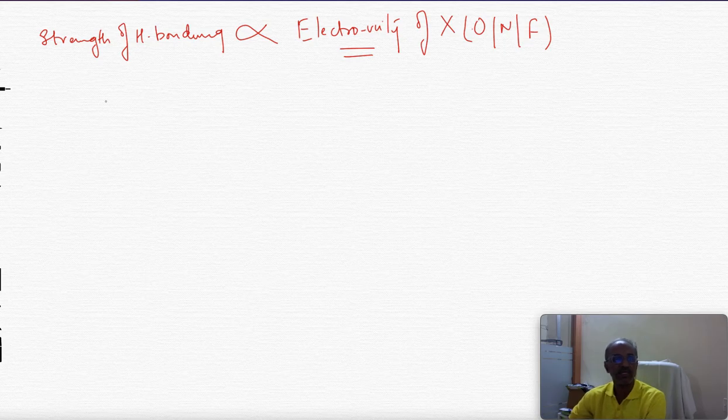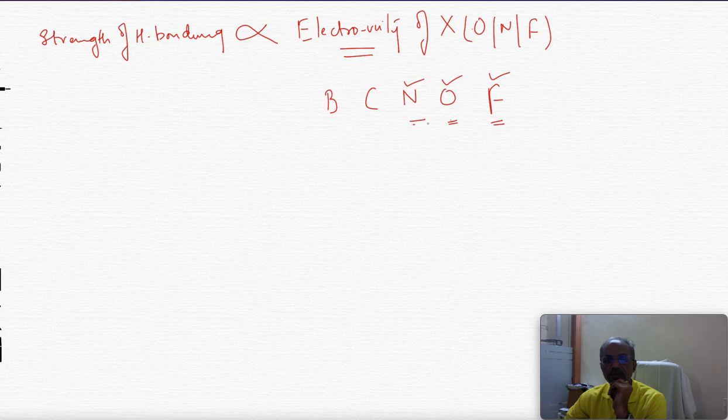For example, as we have studied in the lower classes, as we go from left to right of the periodic table, the electronegativity value increases. Take for example, from left to right, boron, carbon, nitrogen, oxygen and fluorine. That means nitrogen is less electronegative, oxygen is more, and fluorine is the most. So fluorine will give a stronger hydrogen bonding as compared to oxygen, and oxygen will give a stronger hydrogen bonding as compared to nitrogen.